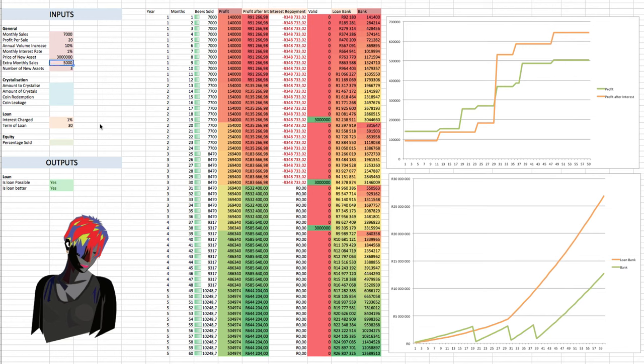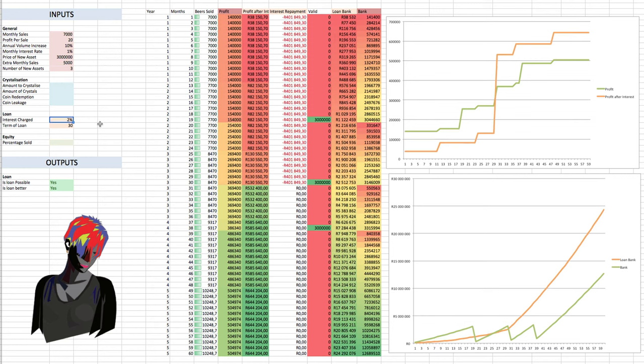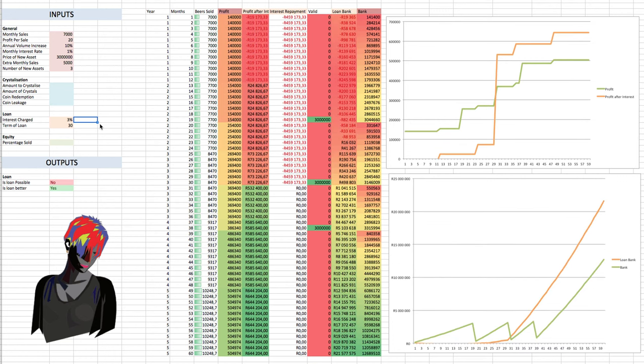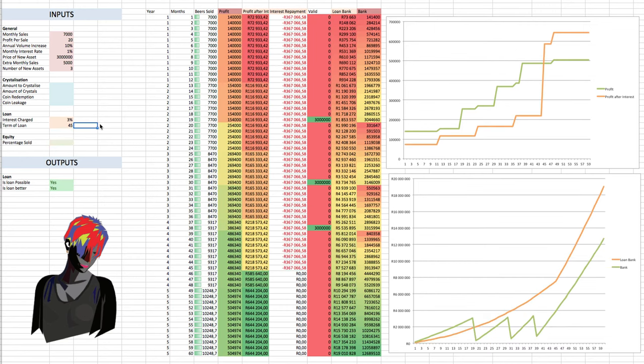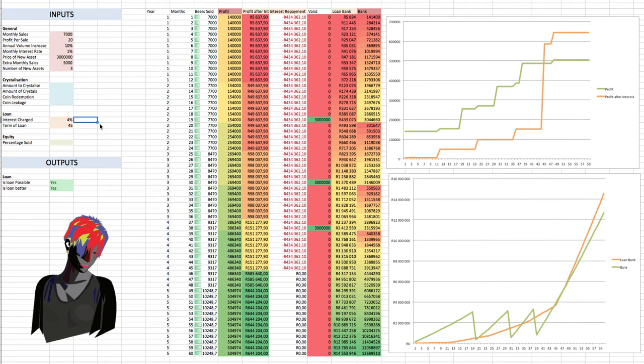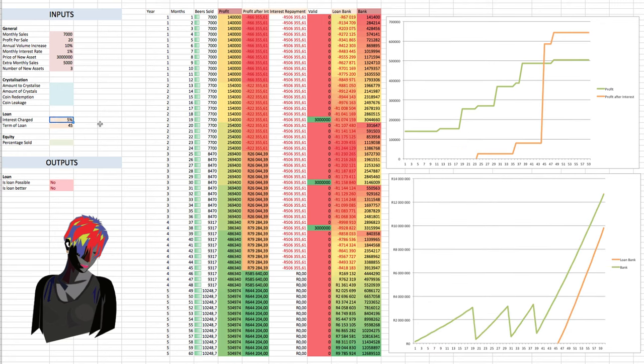What's also nice is, let's say we're expecting this generous amount of monthly sales, let's say 5,000. We can then see how much of an interest rate we are prepared to pay. At 2%, we're still all good. At 3%, we're no longer possible. But wait, what if we extend the loan time? Oh, bam, we're back in business. At 4%, we can still take on 4%. At 5%, that doesn't help us.